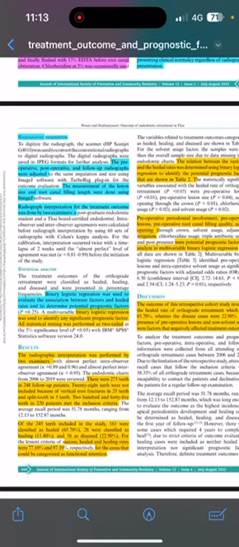The healed rate was higher with absence of preoperative lesion.